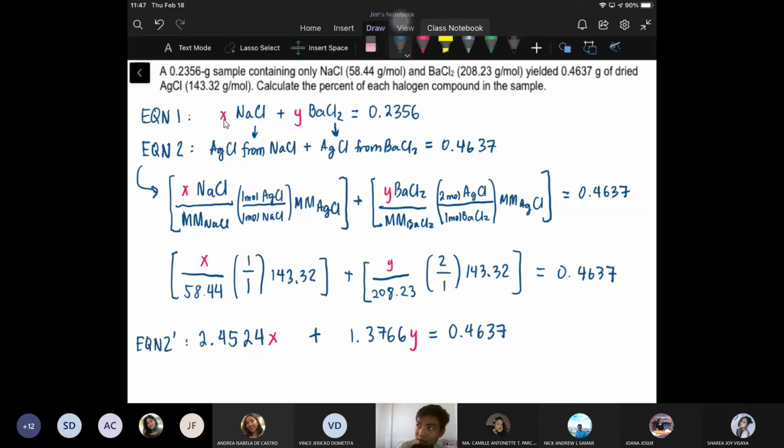Kung alam ko lang yung x, no? Kung alam ko lang yung mass ng NaCl, malalaman ko yung mass ng silver chloride produced by NaCl. Ipa-plug in ko lang yung value ng x dito.